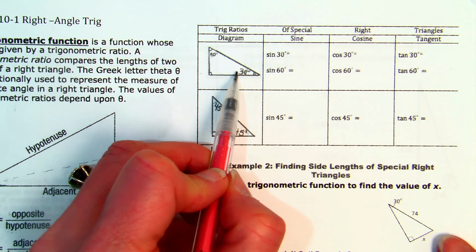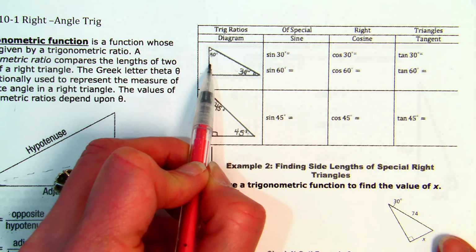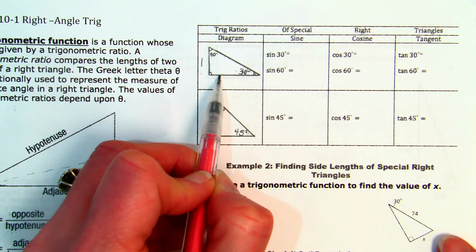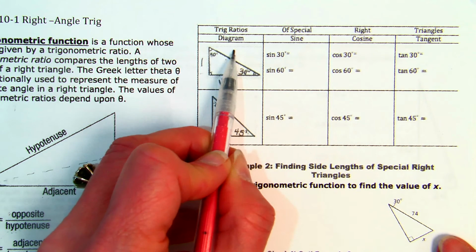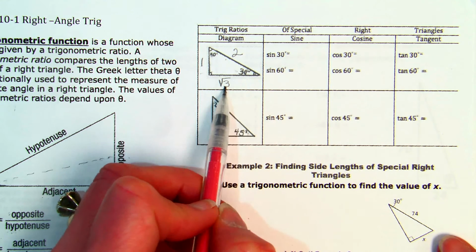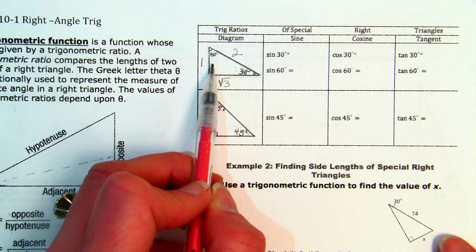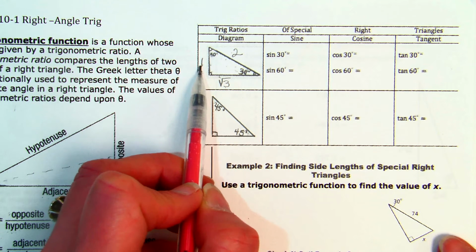When you have a 30, 60, 90 triangle, the side opposite the 30 degree is 1. The side opposite the 60 degree is root 3, and the hypotenuse is 2. And what that means is it's in a ratio of 1 to root 3 to 2. Your 30 degree has the shortest side. The side opposite that 30 degree is the shortest side. So here my side lengths are 1, 2, and root 3.